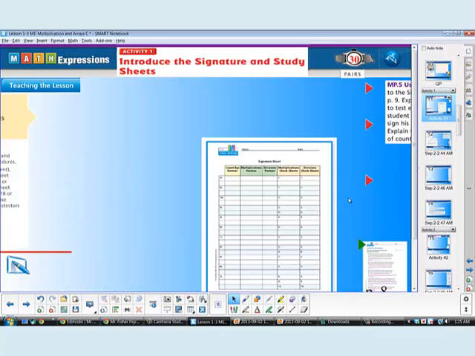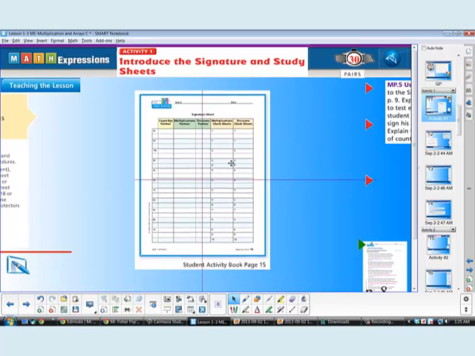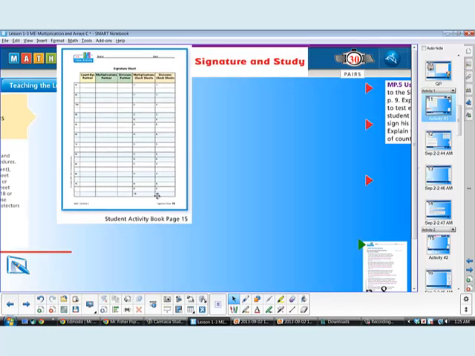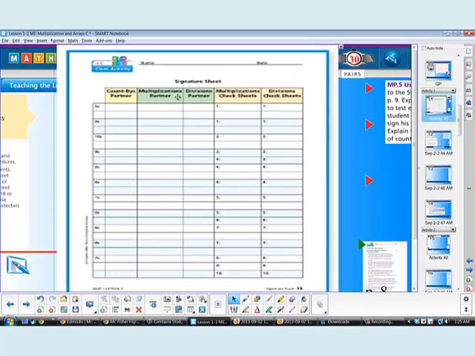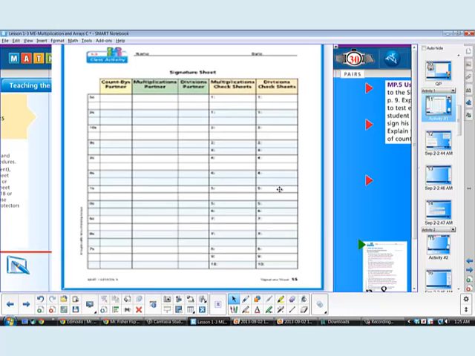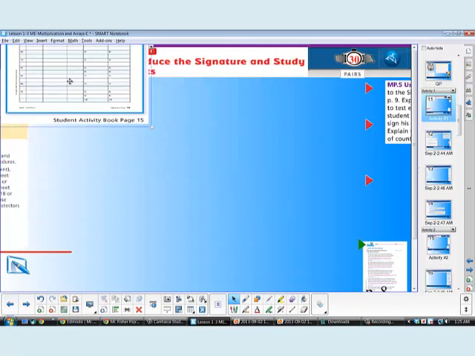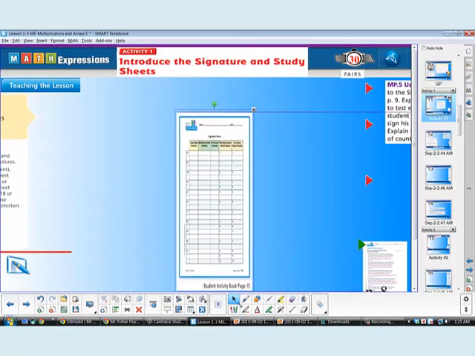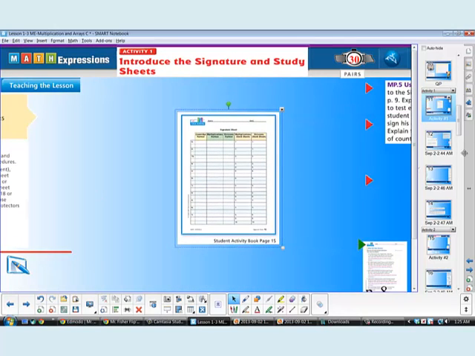Activity number 1. Part of the thing that you will be getting is a sheet that will go home, or we will use in class. This sheet you can use with your parents, and you can practice your 2s, your 5s times table. And if you notice, I'll make this a little bit bigger so you can read it. You have count bys, multiplication partner, division partner, and then your parent or the person you're working with can sign off. So that will also be part of your homework, but it's mainly to help you practice on your own.